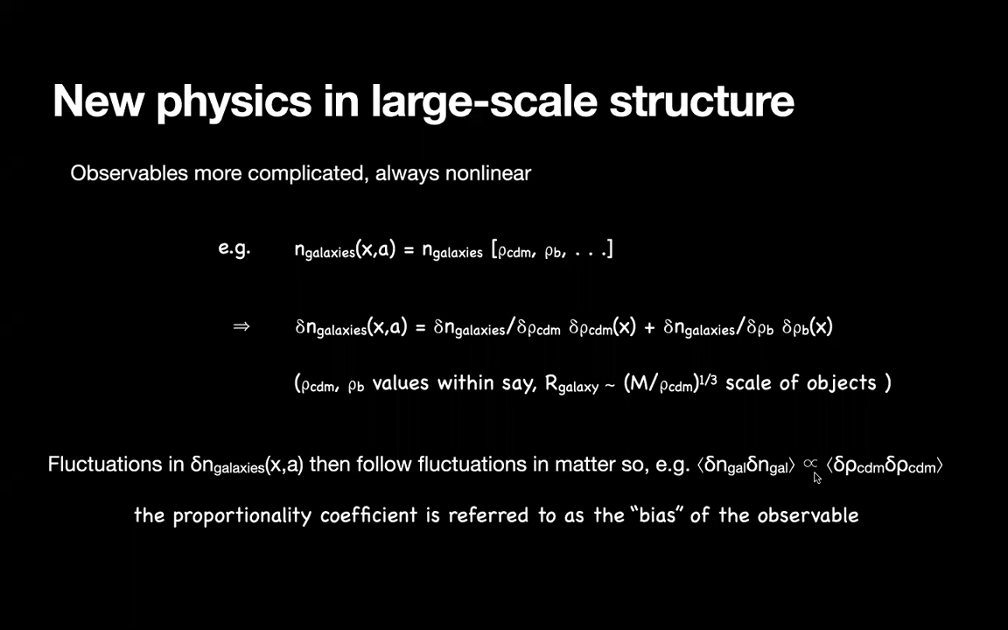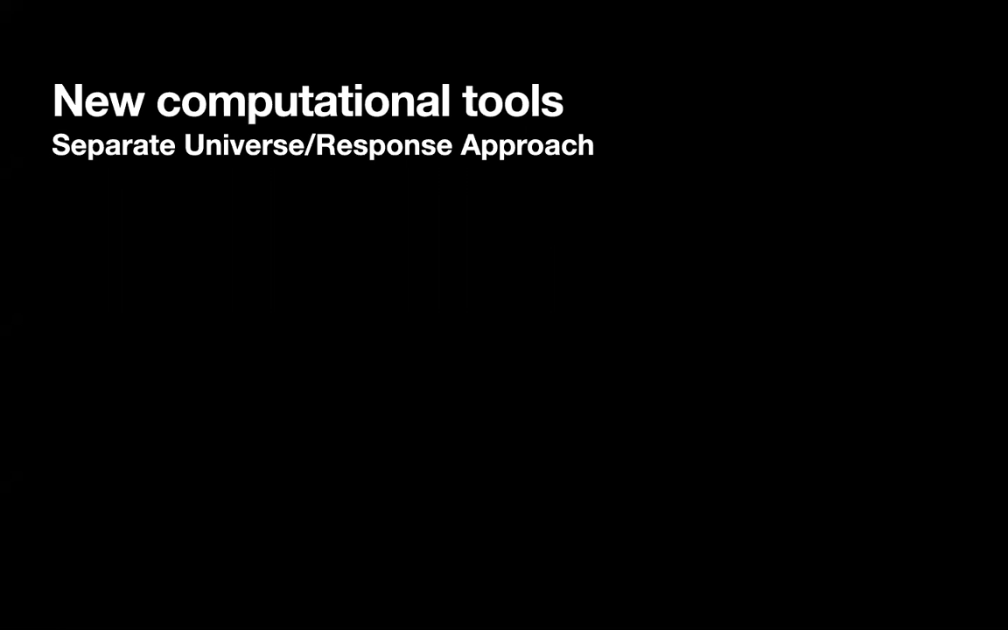And that bias is some property of the observable. So galaxies of different mass or luminosity or color will have different bias factors. Different objects like voids will have different bias factors and so on. So now I'll talk about computational tools that we've been using to study these quantities.